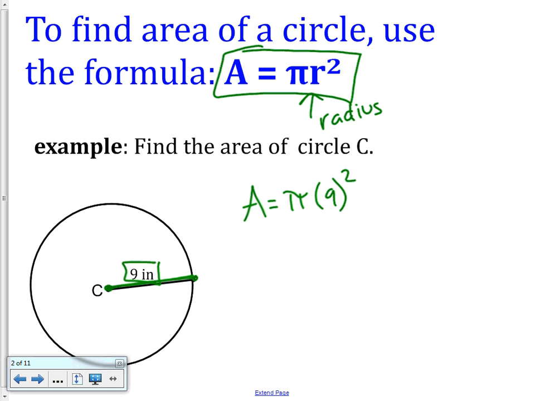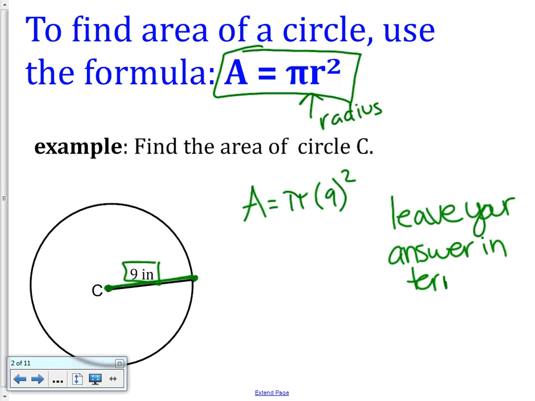Now, what you need to be careful of is I want you to leave your answers in terms of pi. I'm going to write that down. That means don't actually multiply out the pi, and I'll show you what I mean. All right, so do the 9 squared, do the radius squared. So area equals 81 pi inches squared.